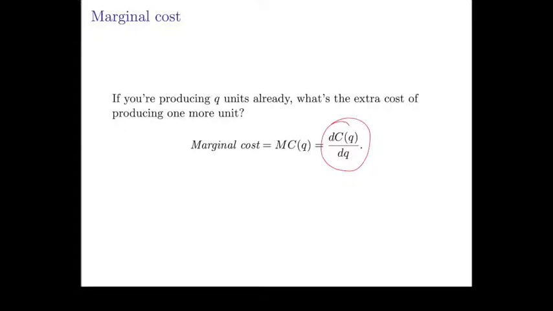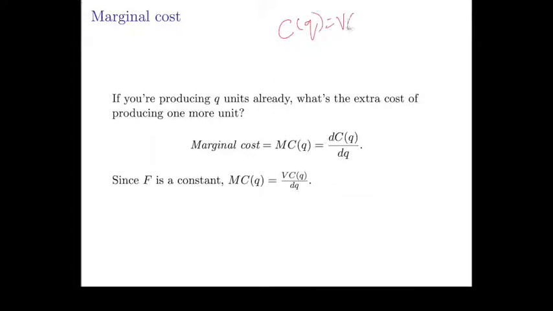Now remember, the fixed cost is constant. Right? So the cost function C of Q is just VC of Q, variable cost, plus this constant F. If I take the derivative of this with respect to Q, this goes away. I get a constant there. And so I just get the derivative of the variable cost.